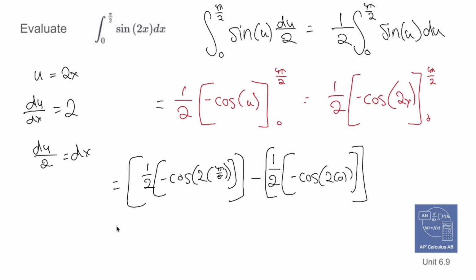Okay, you become, I really don't need that first bracket anymore, 1/2 times negative cosine of regular pi minus 1/2 times negative cosine of nothing.